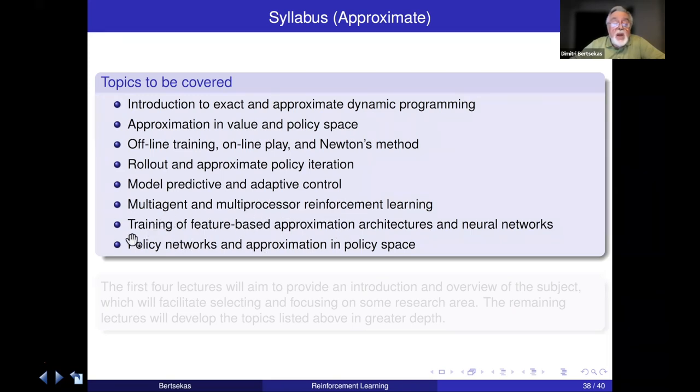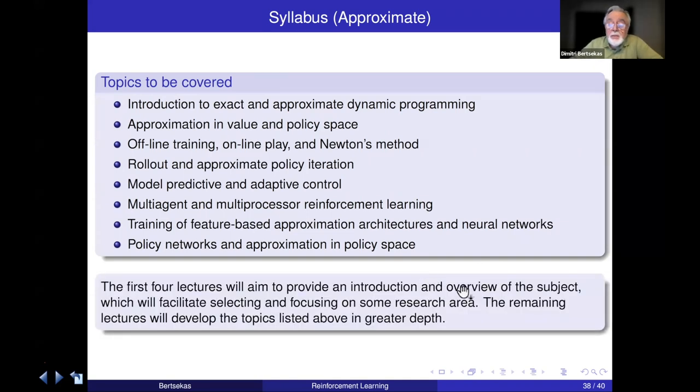We're going to spend quite a bit of time on multi-agent problems, training of neural networks and approximation architectures, and also policy networks and approximation in policy space. It's going to be mostly approximation in value space, less on policy space, and not much on neural networks, probably about one lecture, although the notes have substantial content. On the other hand, we're going to be referring to neural networks and approximation architectures and what they can do as we go along.